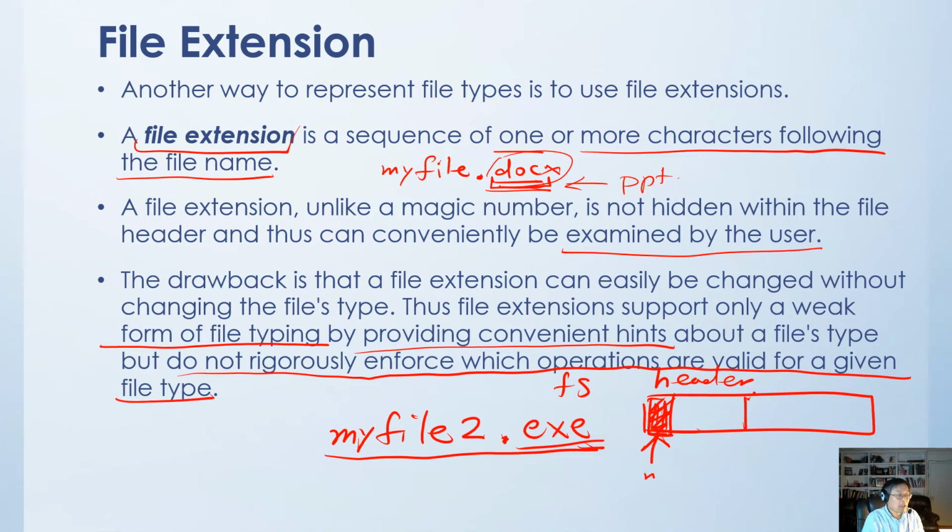So even though the file is a Microsoft Word file, if you change the file extension from .doc or .docx to .exe, people look at the file and probably believe this is an executable file, so they can run it. But this is still a Microsoft Word file, even though the extension says .exe. So that's why we say file extensions support only a weak form of file typing.